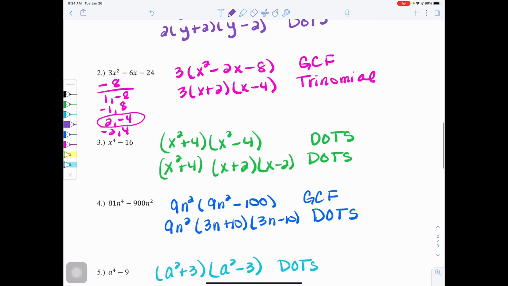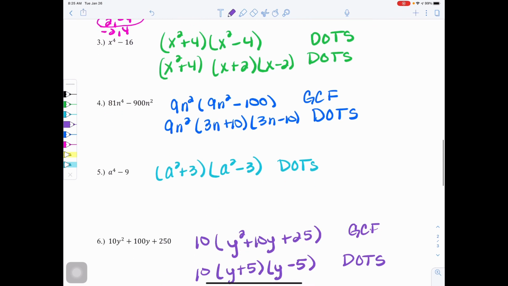In number 3, x to the fourth minus 16 is a difference of 2 squares. So that factors into x squared plus 4 and x squared minus 4. Then x squared minus 4 is still a difference of 2 squares. So you need to repeat the DOTS process to break that down into x plus 2 and x minus 2. In number 4, you have a GCF of 9n squared, leaving you with 9n squared minus 100, which is a difference of 2 squares. So that factors down into 3n plus 10 and 3n minus 10. Make sure you keep that GCF along the way and include it as part of your final answer.